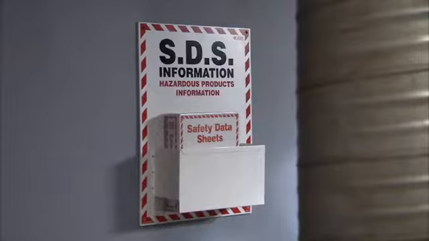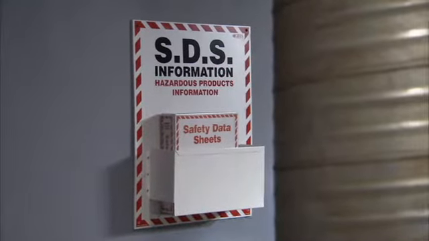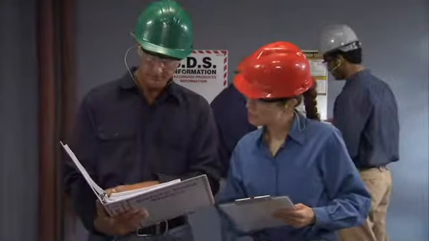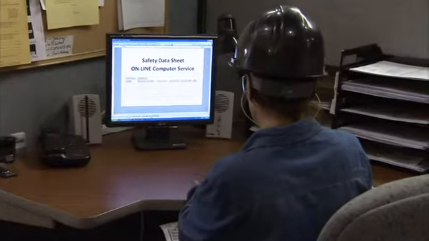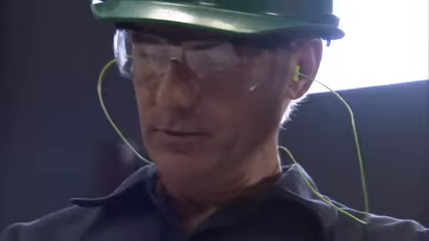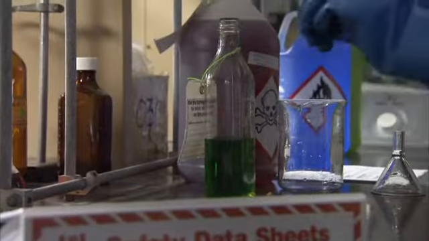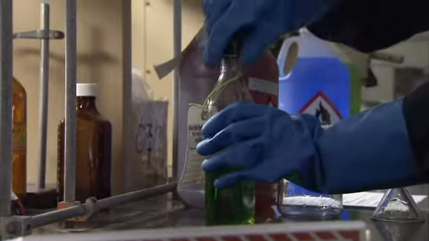Safety data sheets, or SDSs, which were formerly known as Material Safety Data Sheets, or MSDSs, are another way to communicate the hazards of chemical products. Chemical manufacturers, distributors, or importers are required to provide them. Employers are required to make them readily available, but you are responsible for reading them and applying the recommended safe work practices to protect yourself.